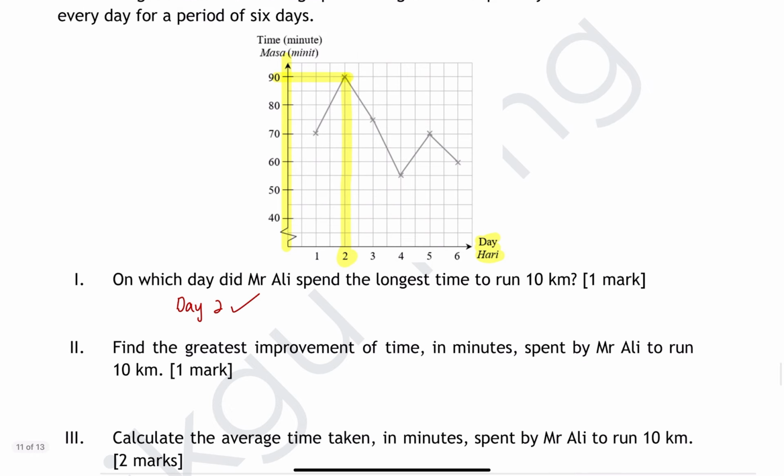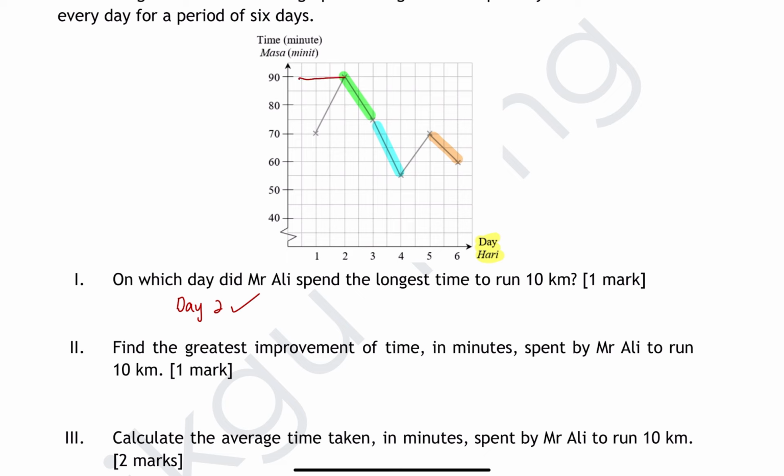Okay? And number 2, find the greatest improvements of time in minutes spent by Mr. Ali to run 10 km. So for greatest improvement, which means you are looking from the bigger number to a smaller number. Over here, in order for you to check from bigger number to smaller number, you have a few lines that you can refer. This is your line number 1. This is your line number 2. And this is the line number 3. Okay? So you can just compare from day 2 to day 3, for example.